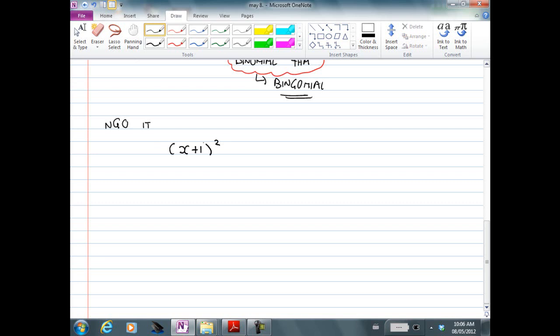Very, very simple. Back in grade 9, your teacher taught you how to expand this out. Oh, please don't say x squared plus 1. That's bad. It's x squared, so you're right, but you're missing a few more things. Plus 2x. Good. Plus 1. Very nice. That was it.